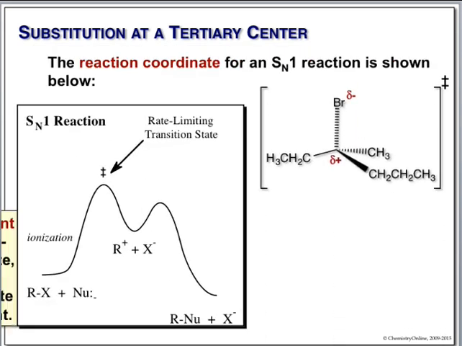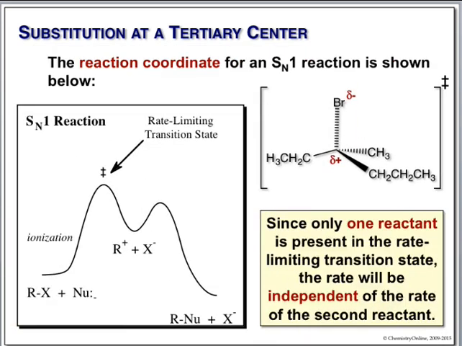The reaction coordinate looks like this. Here we start off. Slow step is simply breaking this bond to give the carbocation. So this is our rate limiting transition state. We're down to our carbocation, and then this is the fast step. Only one reactant, that's this guy, is in the rate limiting transition state. Therefore, this is unimolecular.